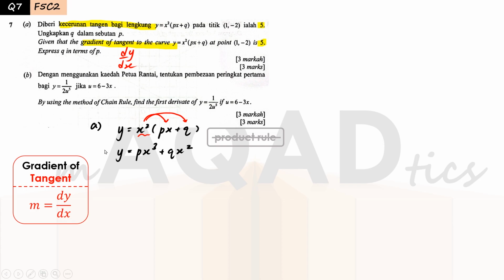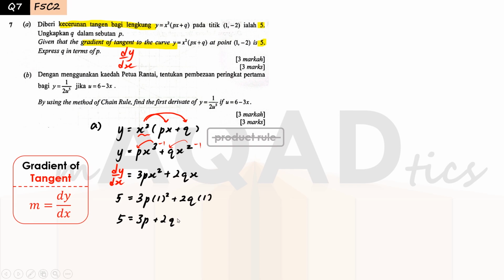Okay, so now let's differentiate this. So again, power I move to the front, and then I minus 1. Power move to the front, then I minus 1. So here will be 3px power of 2, and then here will be 2qx. Once we have this expression, then we can substitute the values we have here. So dy dx here is 5, and then the value of x according to the point here is 1. So let me substitute 1, and then we can arrange this equation in a way q is on the left. Right, so this would be your expression.